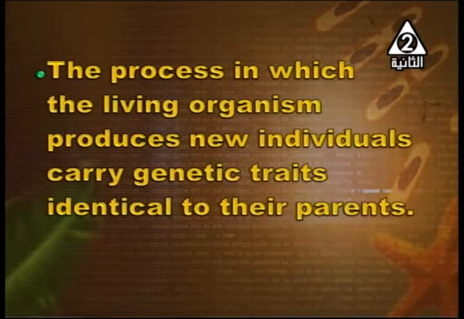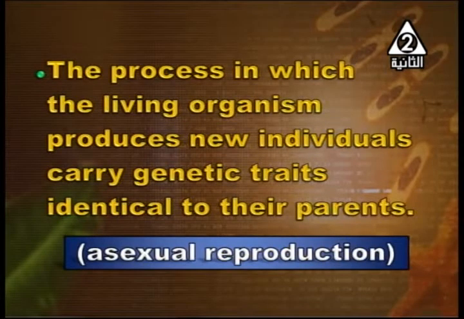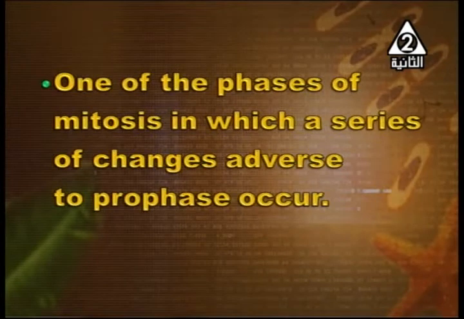The process in which living organisms produce new individuals carrying genetic traits identical to their parents. This is asexual reproduction. When we see in the question the words identical to the parent cell, we think about asexual reproduction. But when we see that the produced individual differs in genetic traits from both parents, we think about sexual reproduction.